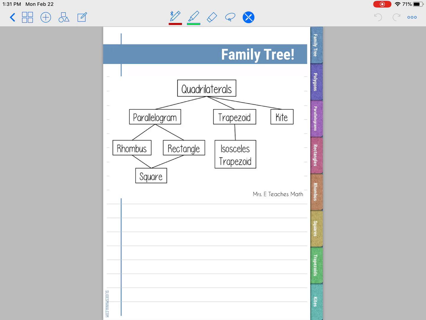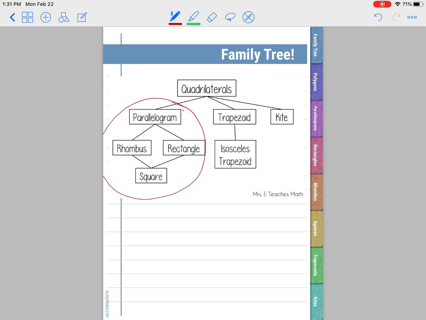Well, here is a picture of the quadrilateral family tree. We're going to, in this video, concentrate on the parallelogram side of this family tree. We're going to start looking at these. And so what you need to think about with this family tree is, think of, with a family tree, passing down characteristics. So we're going to start with the parallelogram.